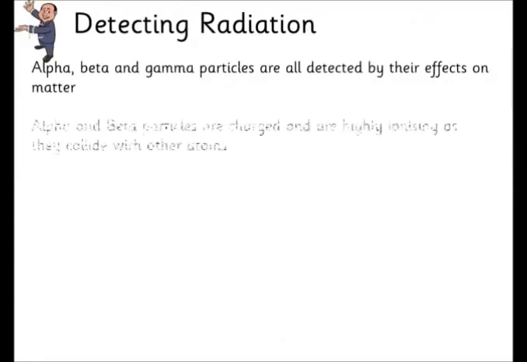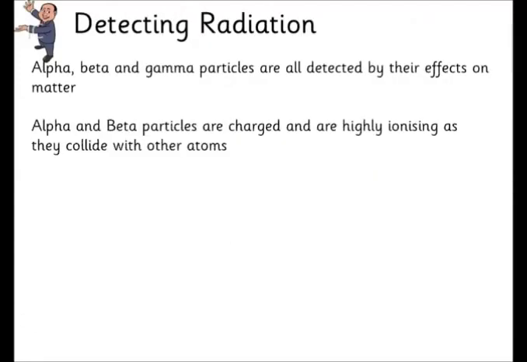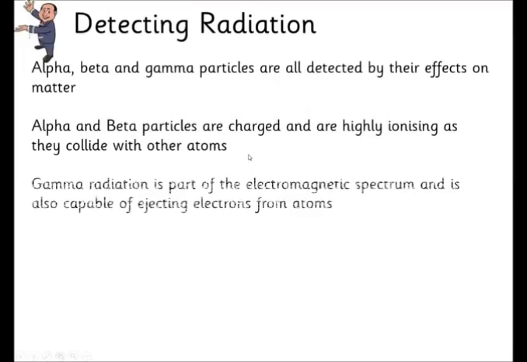So how do we detect radiation? As mentioned, this is all about ionisation, so it's their effect on matter. They're all detected by this. Because alpha and beta are charged, they're highly ionising as they collide with other atoms. They're also larger. Alpha are the biggest, beta are the second biggest, and they're both charged. So there is far more chance of them knocking out electrons and interacting in that fashion.